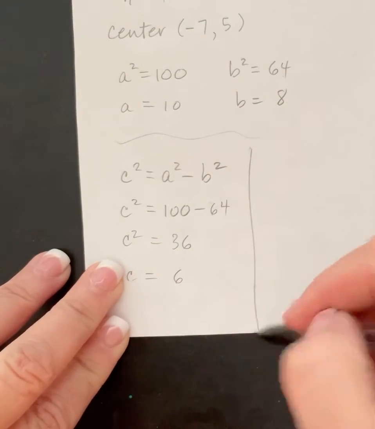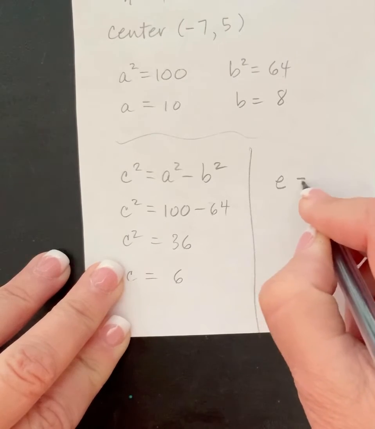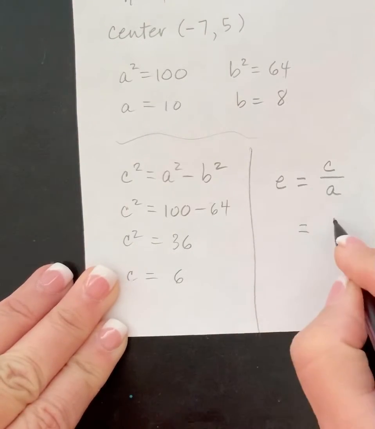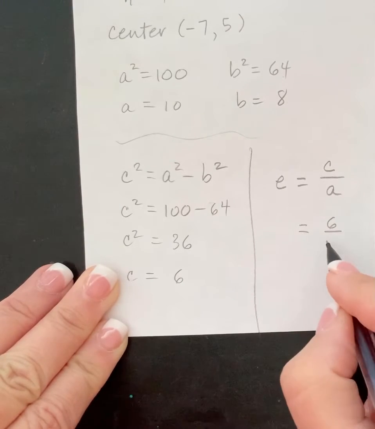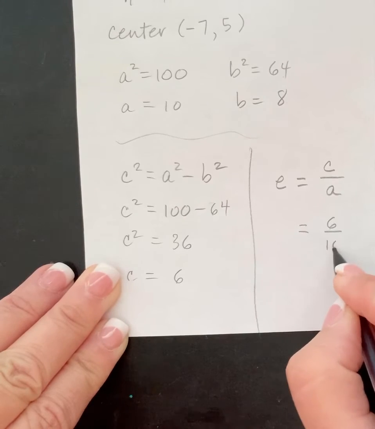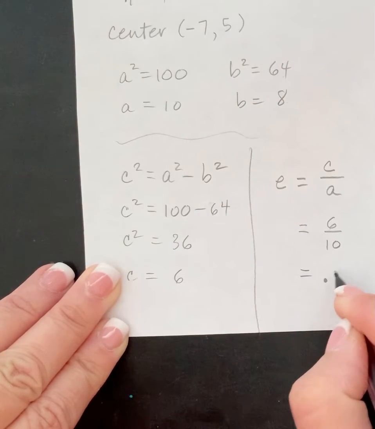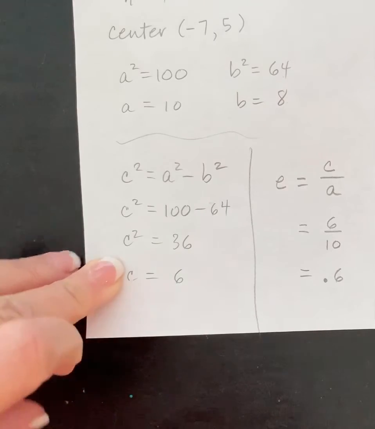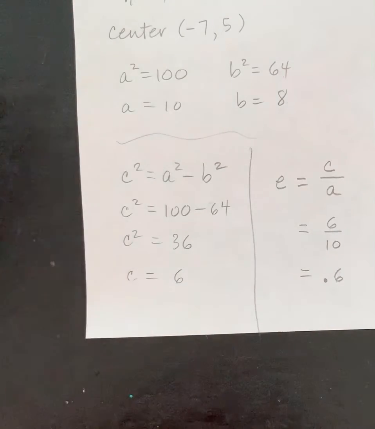It didn't really ask us for the eccentricity, but that is c divided by a. So if you do 6 divided by a, which is 10, you will get 0.6. And that would give you the eccentricity. So it's a little bigger than 1/2. Okay, one other one.